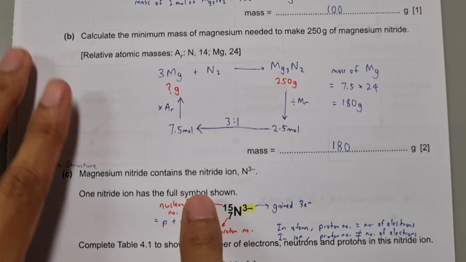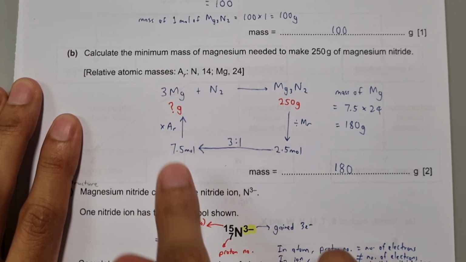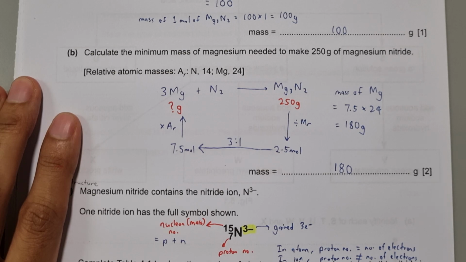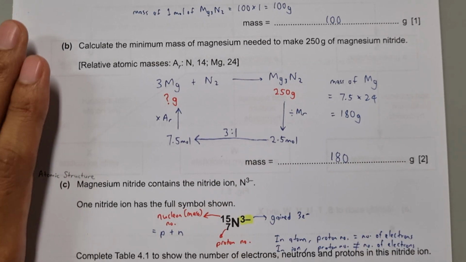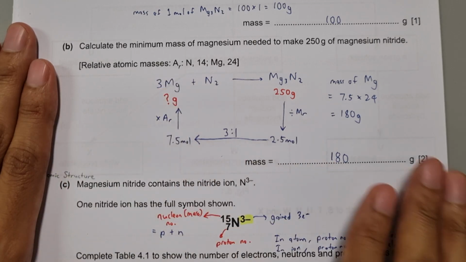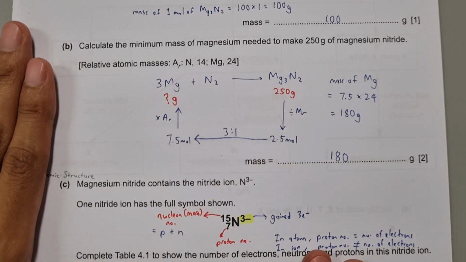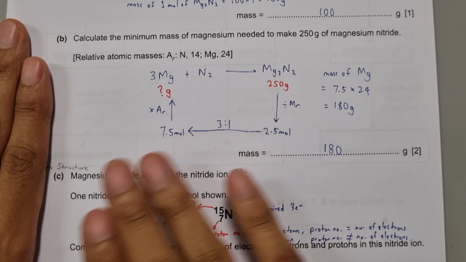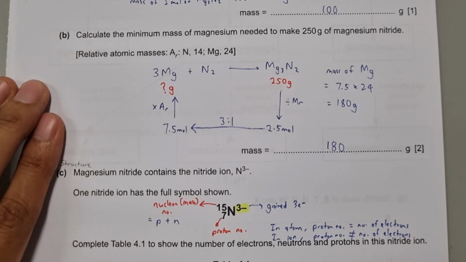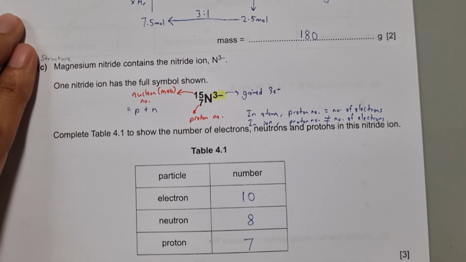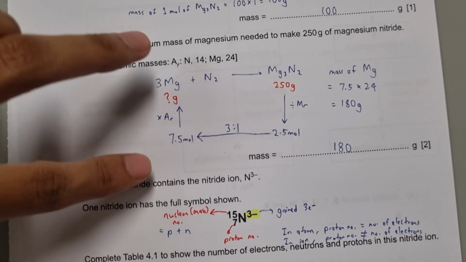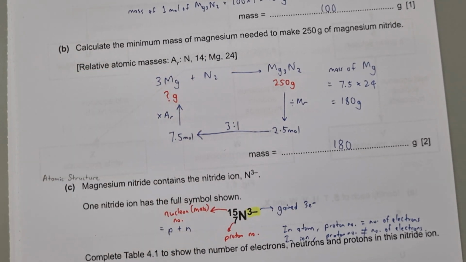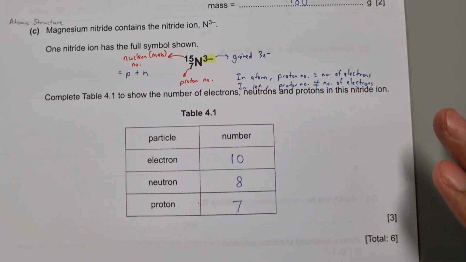So nucleon number and relative atomic mass, they are related but they are not equal. Nucleon number is specific for each isotope. I can have 15, 14, 13. But relative atomic mass is the average of all the isotopes, depending on the proportion of each isotope, which you don't quite need to know actually. That's a pure chemistry concept. Just need to know that they are related but they are not equal. It's a common misconception.